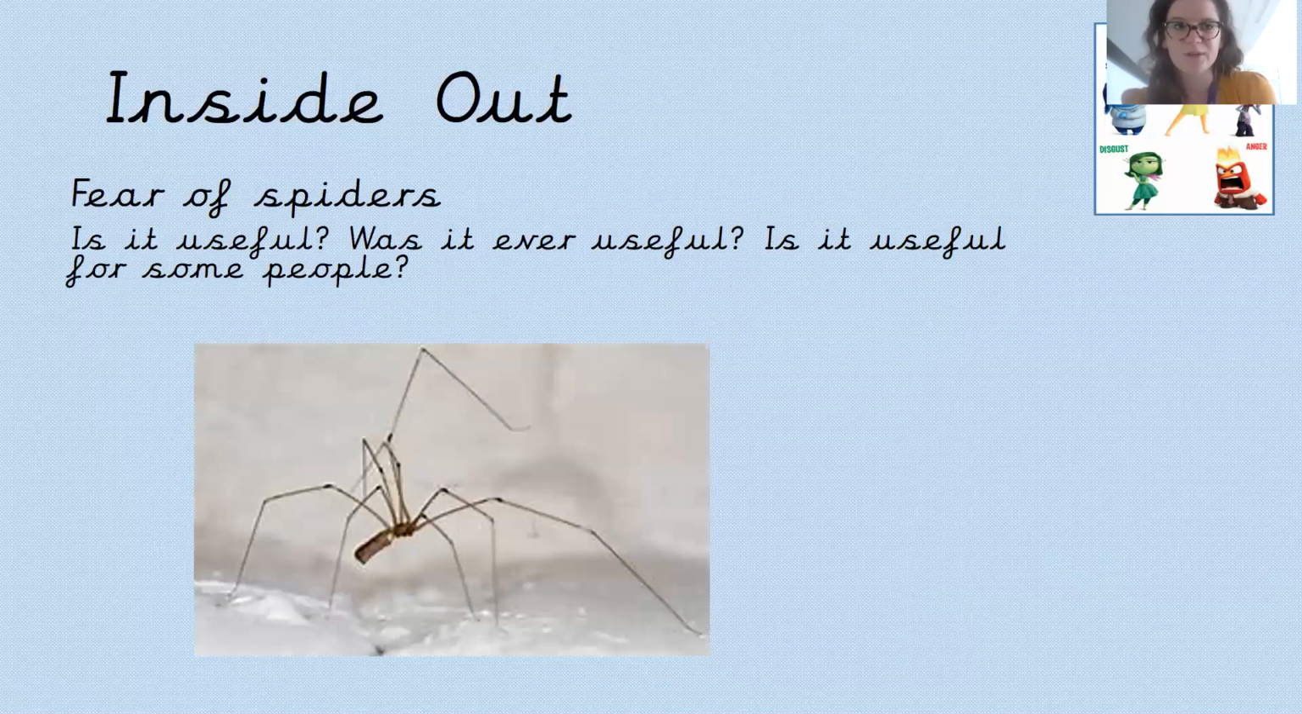So, for example, I have a fear of spiders. I really don't like it when I find a spider in my house. I don't want to go near it and I don't want to take it outside and throw it out the window. Is that fear useful for me?